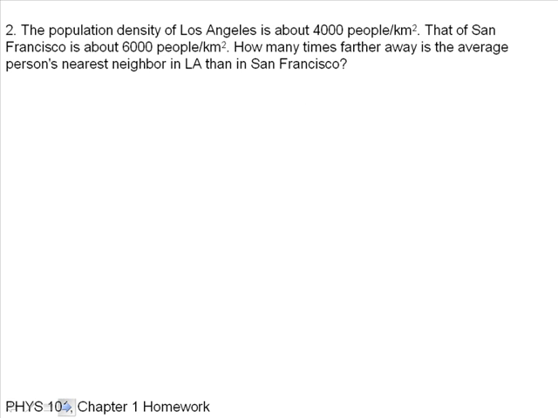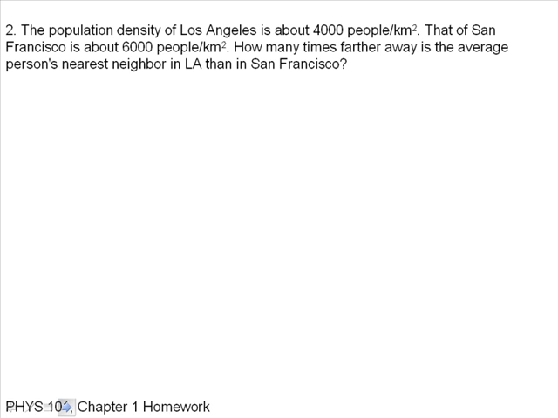The population density of Los Angeles is about 4,000 people per kilometer squared. That of San Francisco is about 6,000 people per kilometer squared. How many times further away is the average person's nearest neighbor in LA than in San Francisco? So this is really just to help you think about numbers and units.